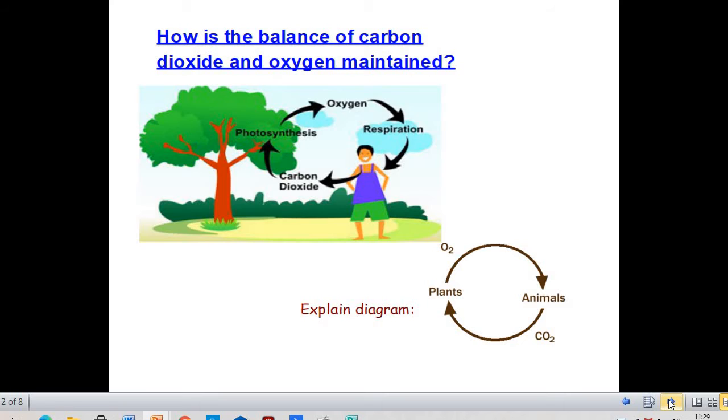Very, very simply, the person respires and produces carbon dioxide but has to take in oxygen, whereas the plant or the tree photosynthesizes, releases oxygen and takes carbon dioxide in. So can you explain the diagram in your book?